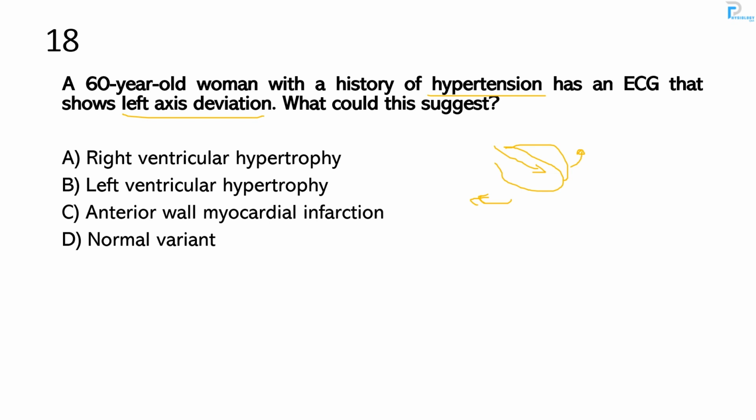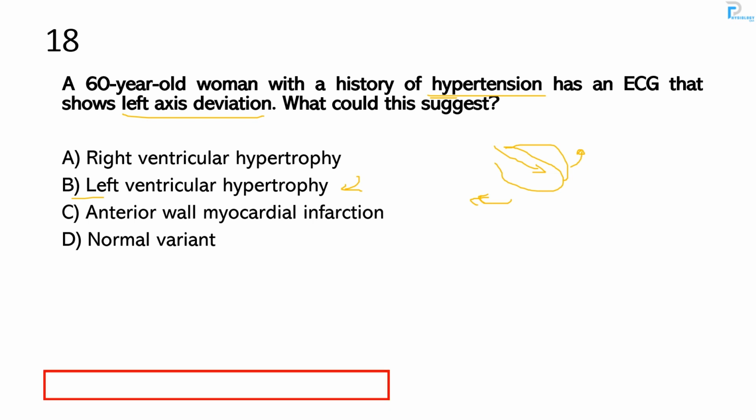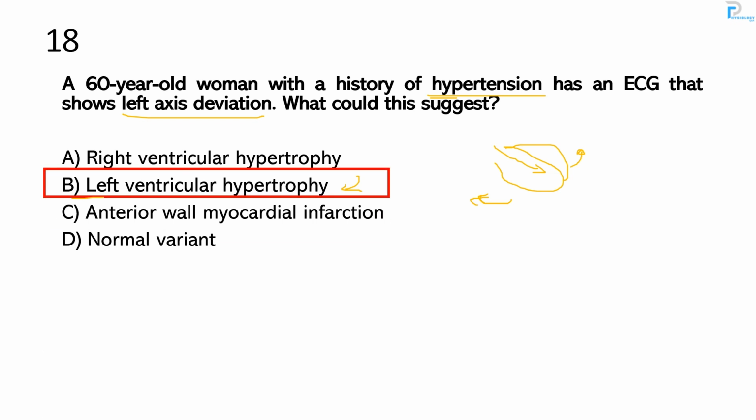So the correct answer here is option B, left ventricular hypertrophy, and that is supported by the fact that this patient has hypertension. As an adaptive response, because there's too much load on the cardiac muscle of the left ventricle, that will cause the left ventricle to get bigger. And that left ventricular hypertrophy causes left axis deviation of the heart.